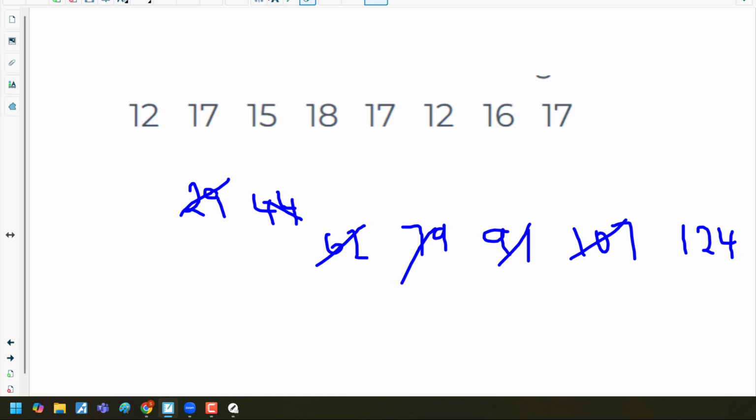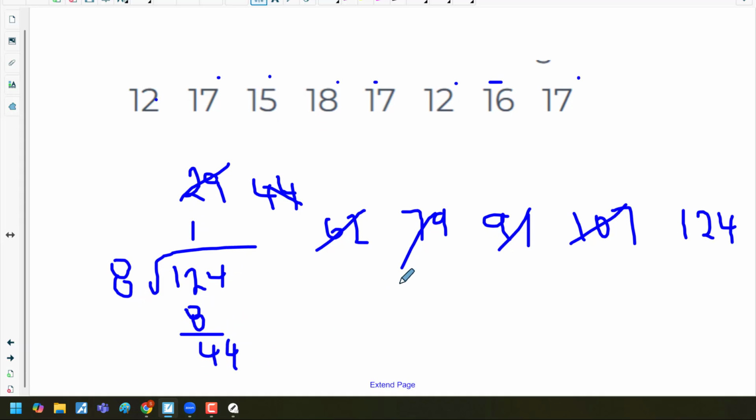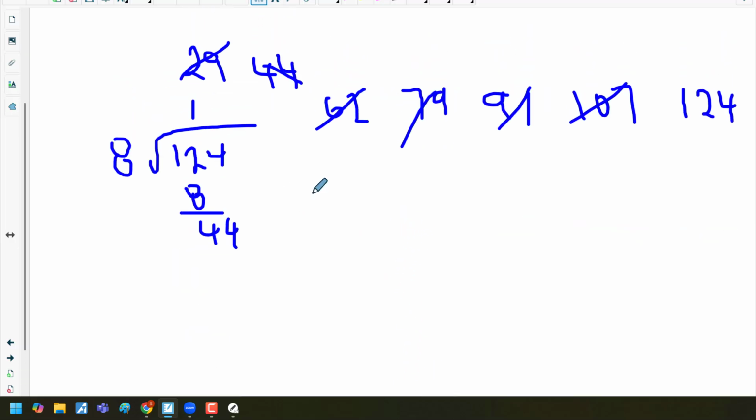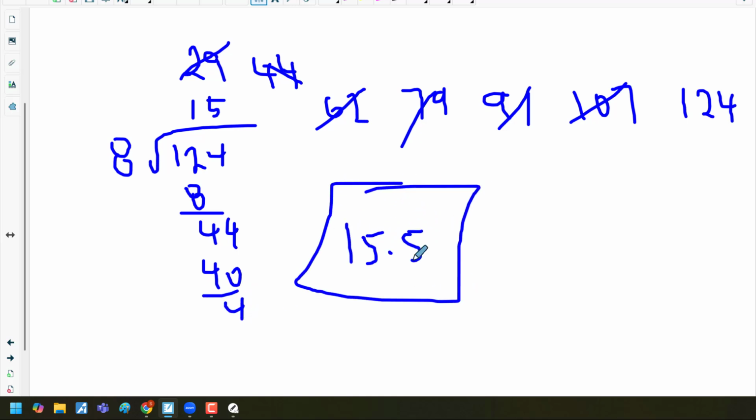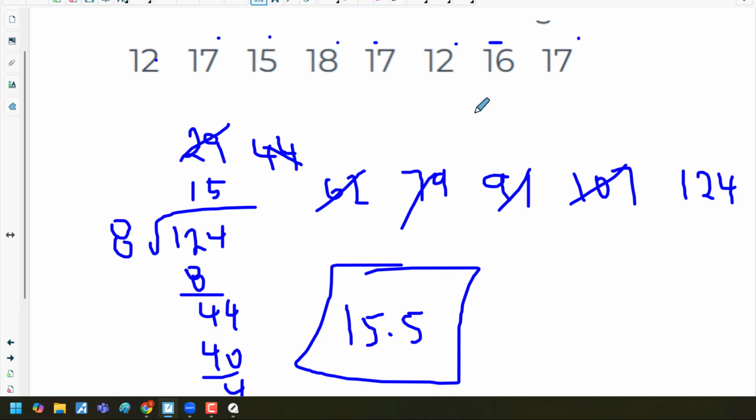Now we divide by 1, 2, 3, 4, 5, 6, 7, 8. So 124 divided by 8 goes one time. 44, and what is that? 32, 40, that's 5. 40, we have 4. So it's going to be 15.5. That is the mean or average for this data set. 15.5. That's kind of like the middle, the average. I think hopefully most of you know what the average means, kind of like the middle-ish point.